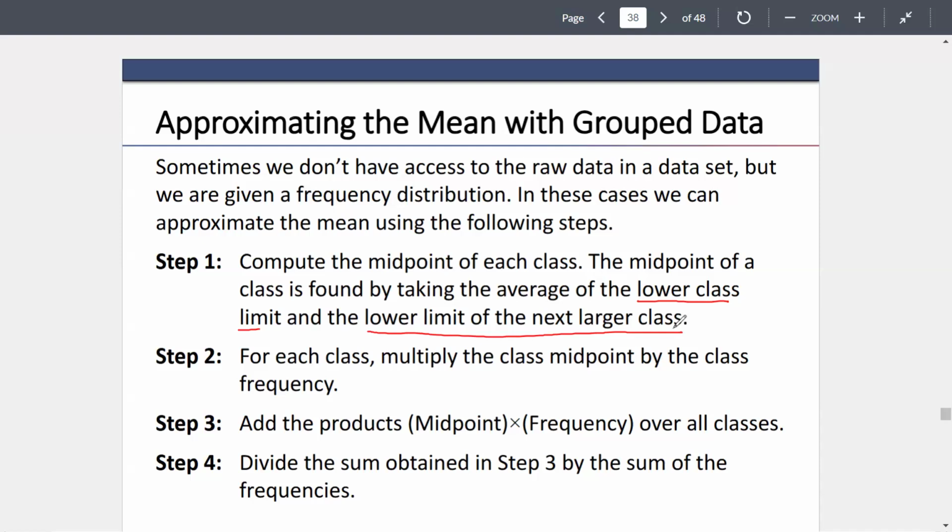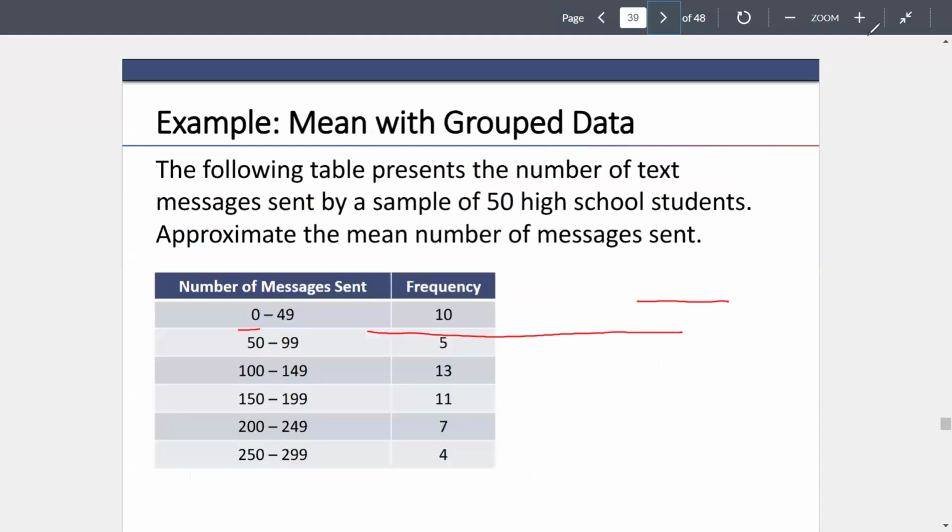After we multiply the midpoint by the frequency, which is just deciding what those data points are going to be, we add all those products of midpoint times frequency. Then we divide that sum by the sum of the frequencies. This is really close to what we're going to call a weighted mean in a little bit.